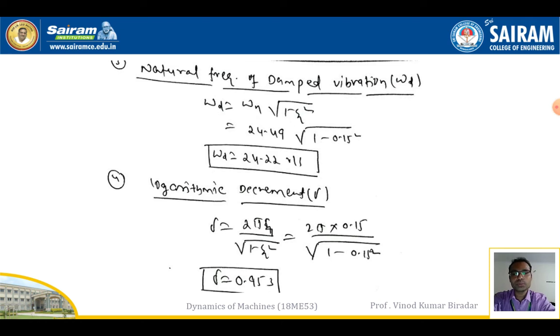Just substitute all the values here: 2 pi into zeta, which is 0.15, divided by square root of 1 minus 0.15 square. So delta is equal to 0.953, which is the logarithmic decrement.